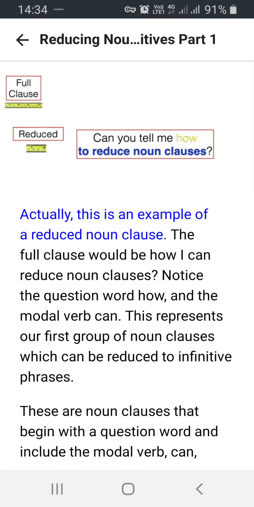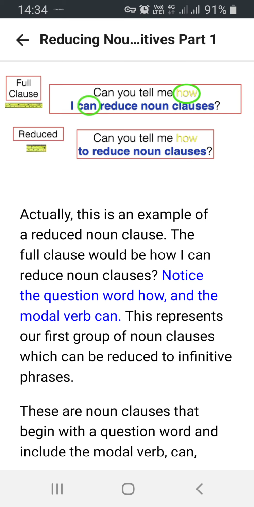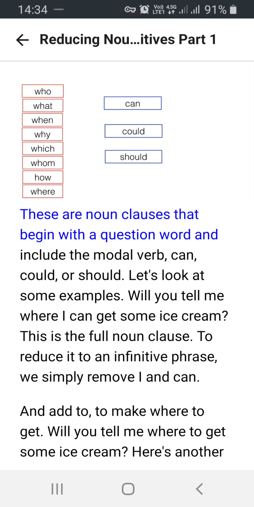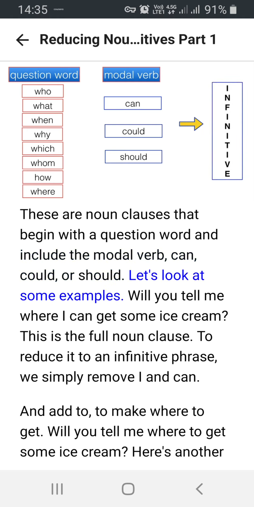Notice the question word how and the modal verb can. This represents our first group of noun clauses which can be reduced to infinitive phrases. These are noun clauses that begin with a question word and include the modal verb can, could, or should. Let's look at some examples.